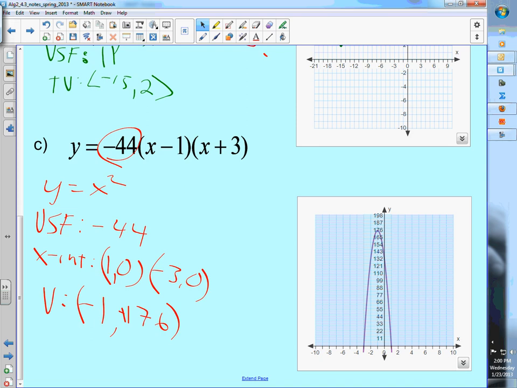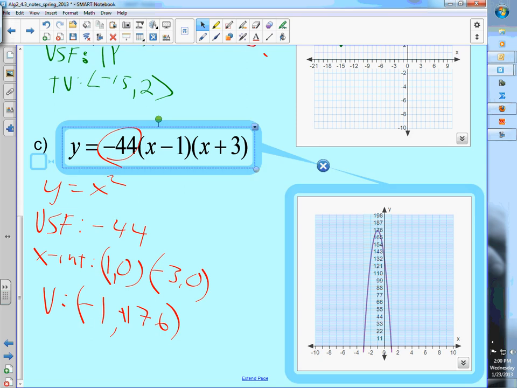Plug in negative 1 for x. Negative 1 minus 1 would be negative 2. Negative 1 plus 3 would be positive 2. Negative 2 times positive 2 would be negative 4. And negative 4 times the lovely and talented negative 44 is positive 176. Okay? So remember, we always get the x-coordinate by adding these two and dividing by 2. And then to find y, just like standard form or anything else, plug that in and get the y.